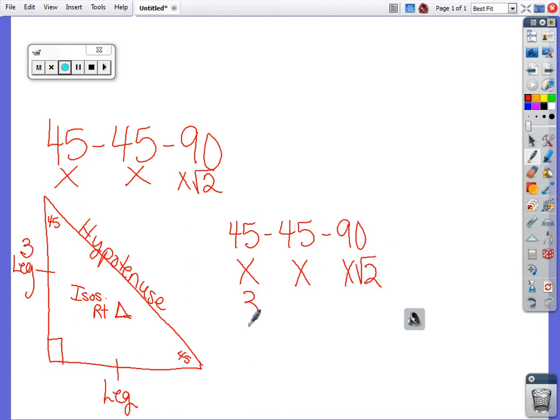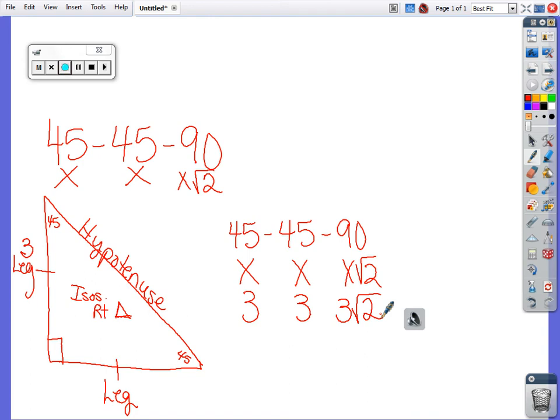And when I do that, I choose that to be the first leg that I'm talking about. These x's that are on the board, they are exactly alike. So that means this is also 3, and this is 3. So there you have it. One small typical problem that we've been given on the 45, 45, 90s.